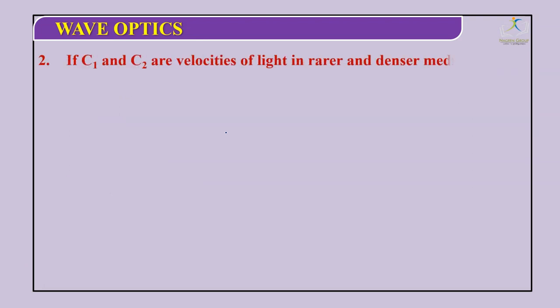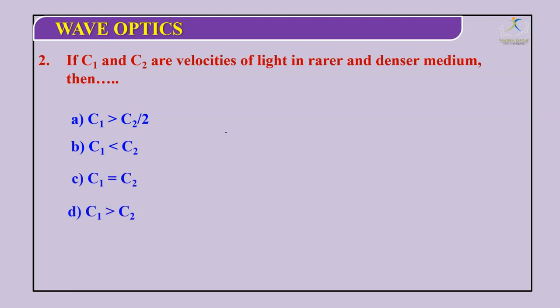Next, if C1 and C2 are the velocities of light in a rare and a denser medium, then the options are: C1 is greater than C2, C1 is less than C2, C1 is equal to C2, and C1 is greater than C2 by 2. So students, as we know, a rare medium is a medium where the medium particles are far away from each other, whereas in a denser medium the particles are very close to each other. For that, the light ray loses some energy, and because of that the velocity is reduced. So we can say C1 is greater than C2, meaning the velocity of light is greater in the rare medium compared with the denser medium.